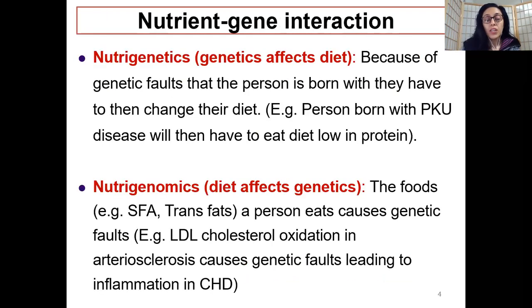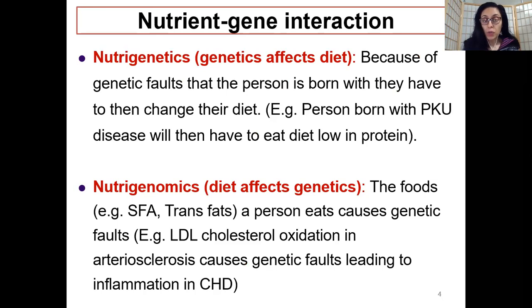Now there are two concepts with nutrient and gene interaction. The first one is called nutrigenetics and the other one nutrigenomics. So what is nutrigenetics? That is how genes are affecting diet. Meaning there is, say, a faulty gene which a person is born with, and therefore they have to change their diet because of their genetic makeup.